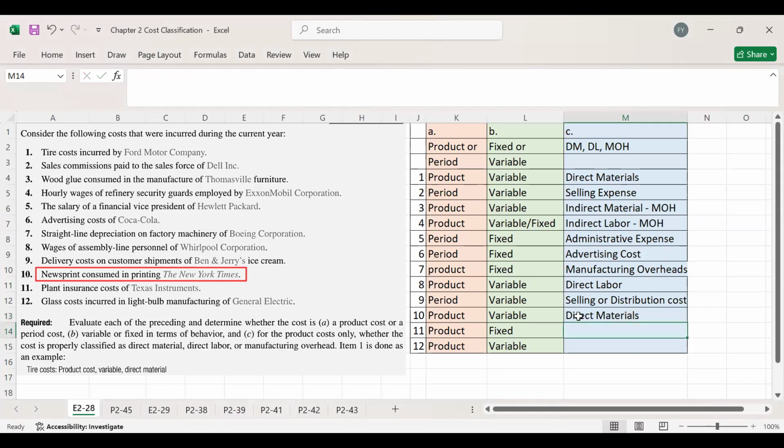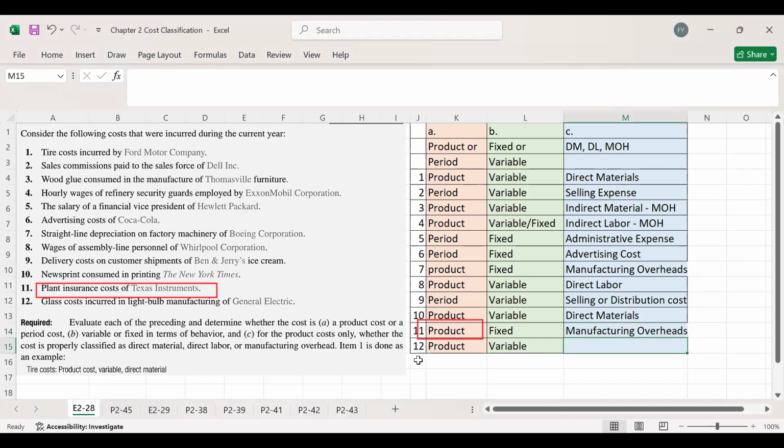Next, second last, is about plant insurance cost. Insurance cost of the plant means the plant is the manufacturing area and the factory area. So this is a product cost. Here you see it is a product cost, but it is not direct material or direct labor. So it is a part of manufacturing overheads.